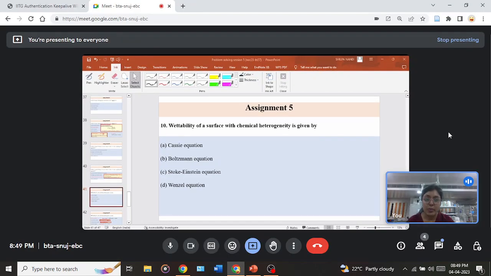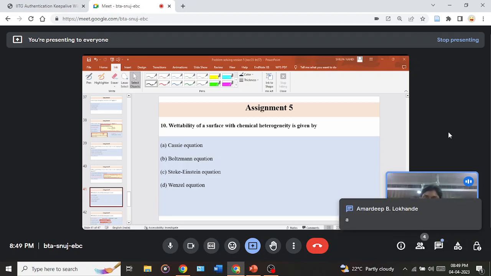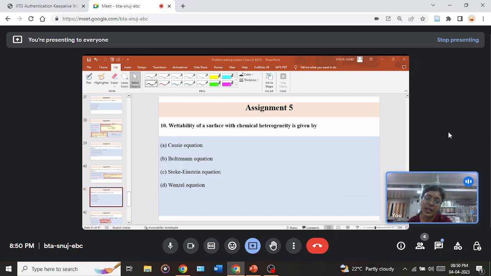So question number 10 is: wettability of a surface with chemical heterogeneity is given by option A, Cassie equation, option B, Boltzmann equation, option C, again Stokes-Einstein equation, and option D, Wenzel equation. Okay, so I've got the answer as option number A. So I'll let other people also absorb the question, because a few of the students have joined later in the session, so I may also discuss every equation with them as well.